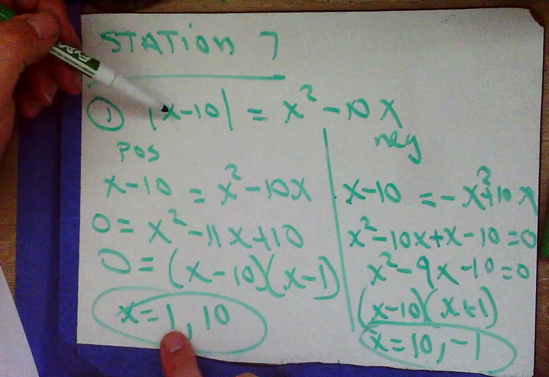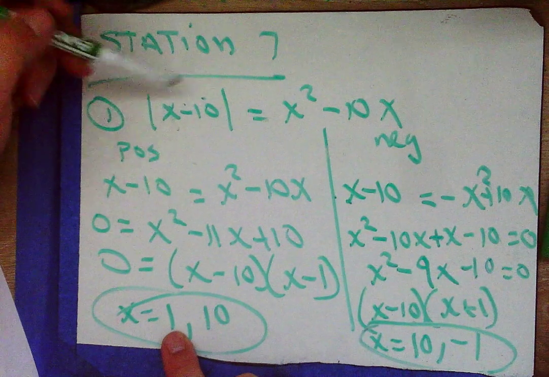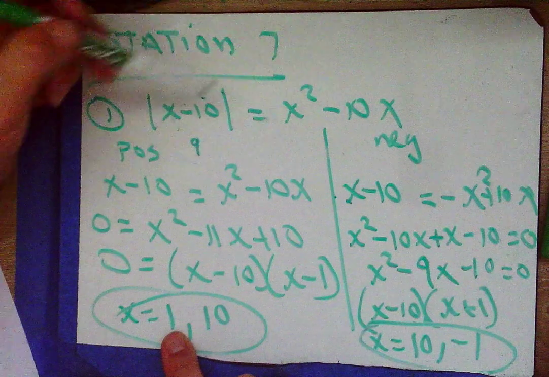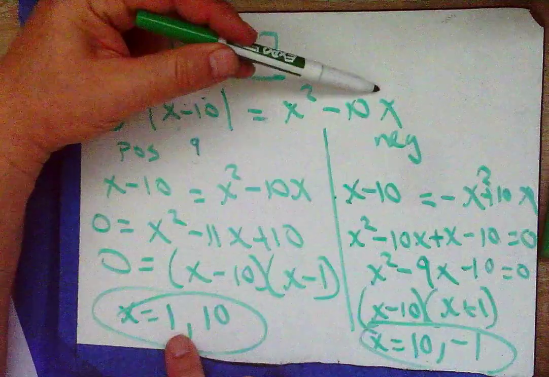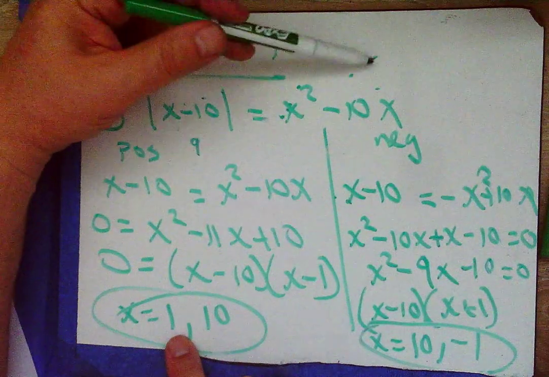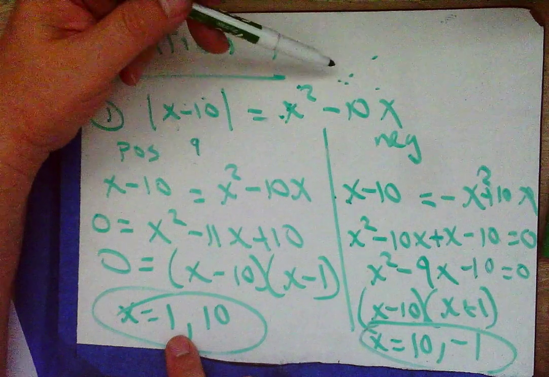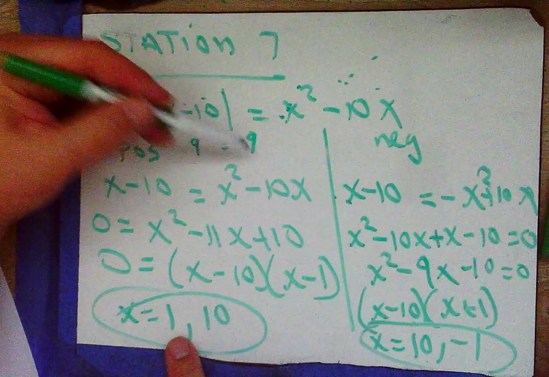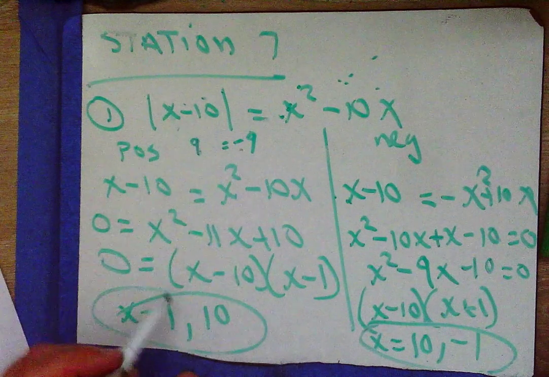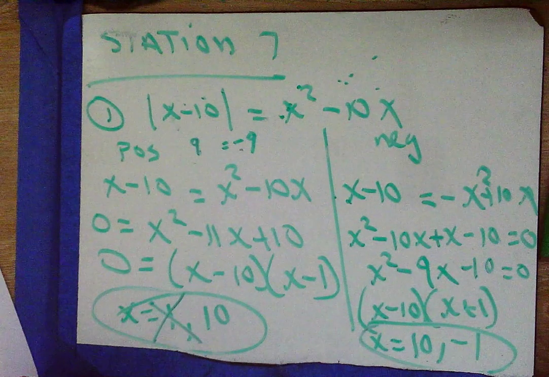1. 1 minus 10 is negative 9. The absolute value of negative 9 is 9. And I plug in a 1 here and a 1 here. 1 squared is 1. 10 times 1 is 10. 1 minus 10 is negative 9. 9 does not equal negative 9, so it's not one of my solutions.